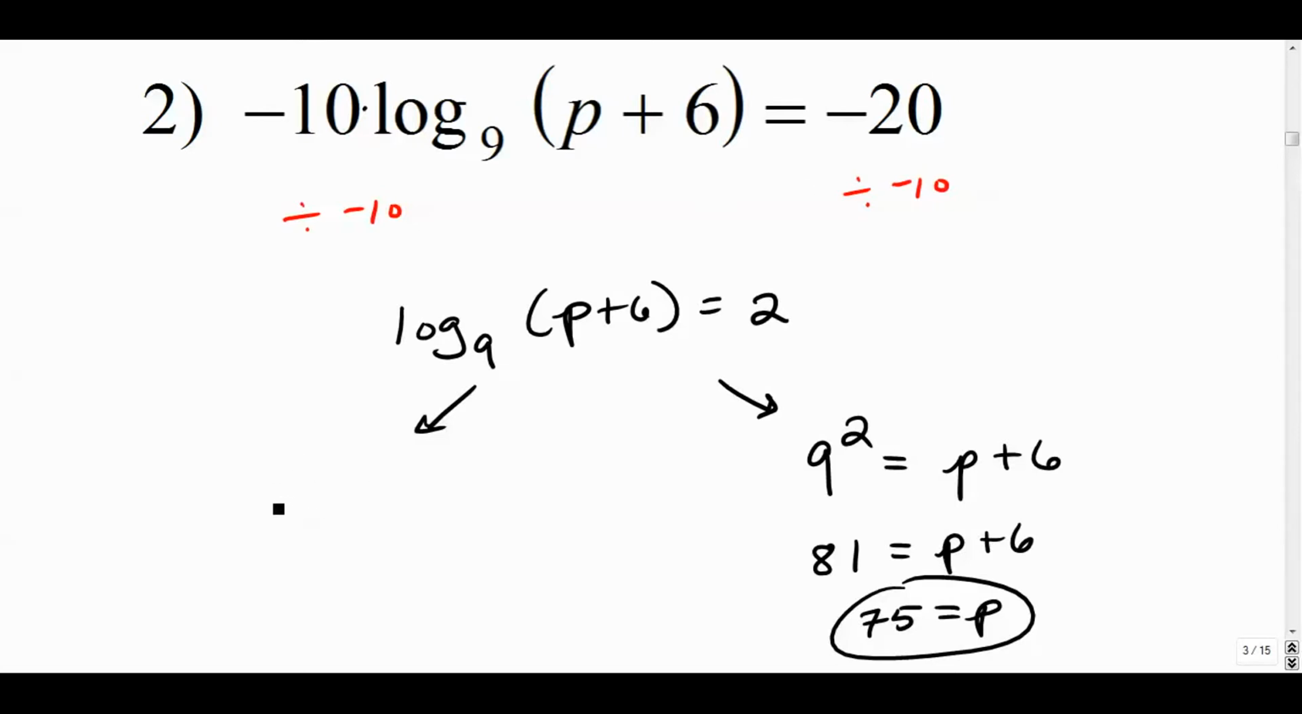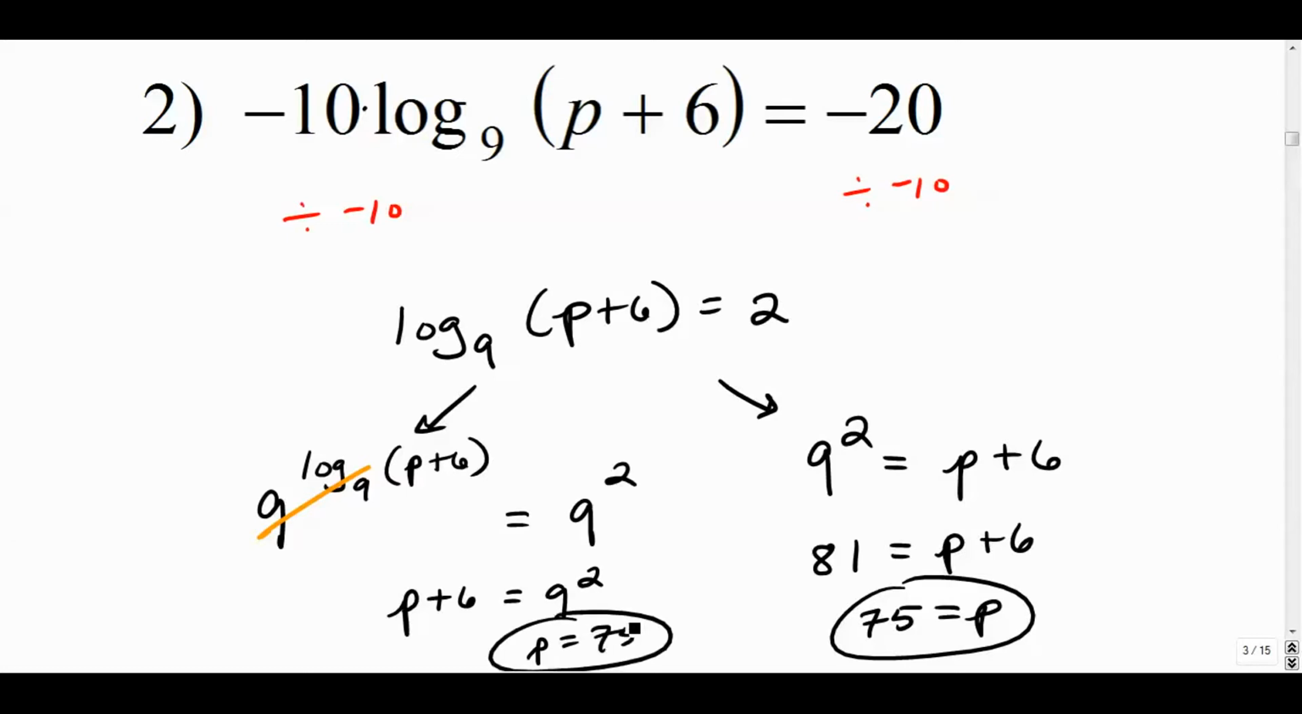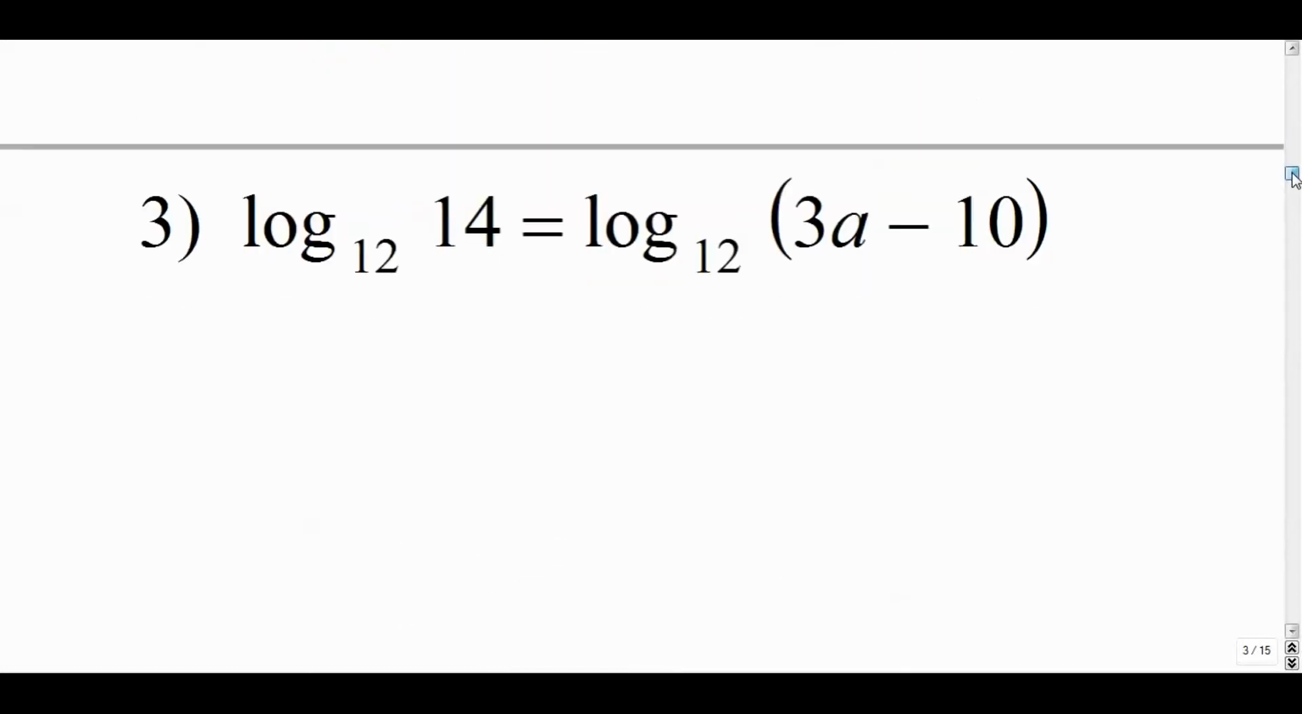If I don't want to use my relationship, over here I can use my second property above, where I can say, okay, 9 raised to log base 9 of p plus 6 equals 9 to the second power. The reason I would do this would be to cancel these out, leaving me with just p plus 6 equals 9 squared. And you get the same thing, 75. So pick your favorite method.